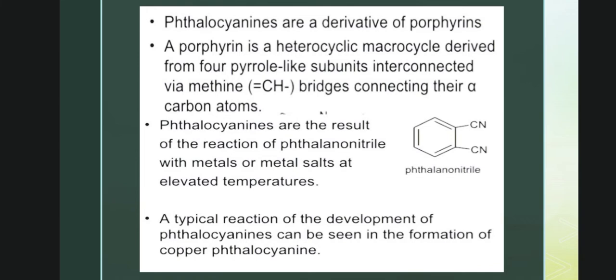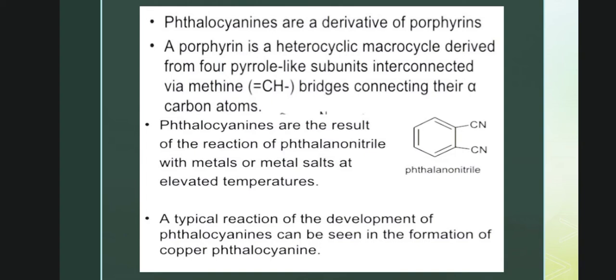Phthalocyanines are a derivative of porphyrin. A porphyrin is a heterocyclic macrocycle derived from four pyrrole-like subunits interconnected by methine bridges connecting their alpha carbon atoms. Phthalocyanines are the result of the reaction of phthalonitrile with metals or metal salts at elevated temperatures.